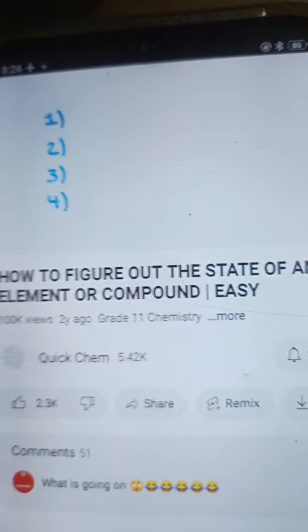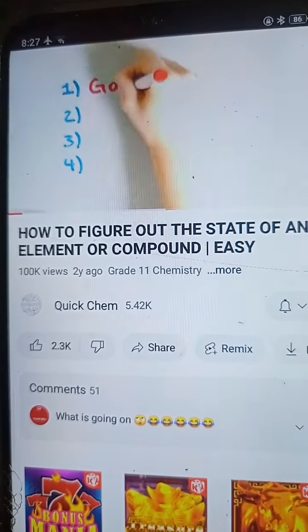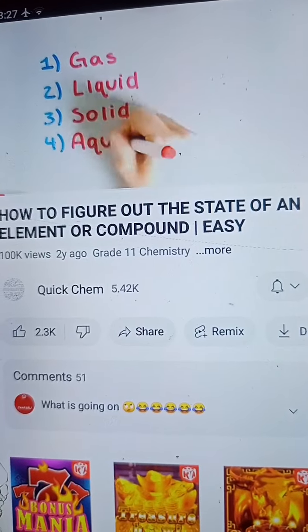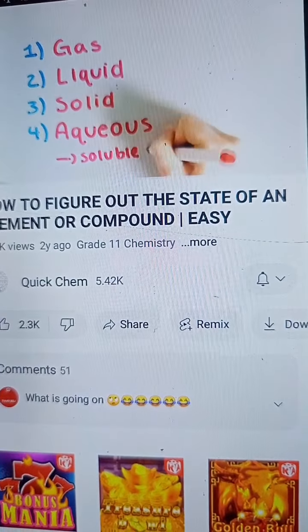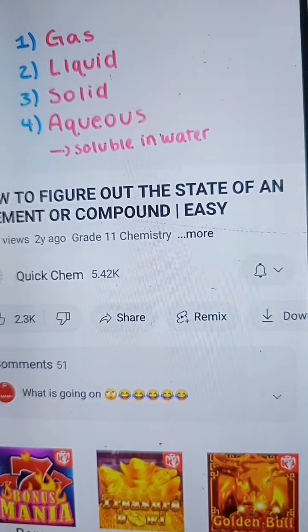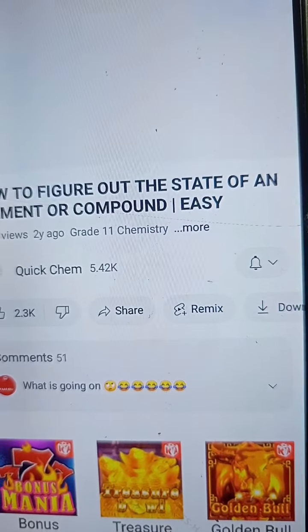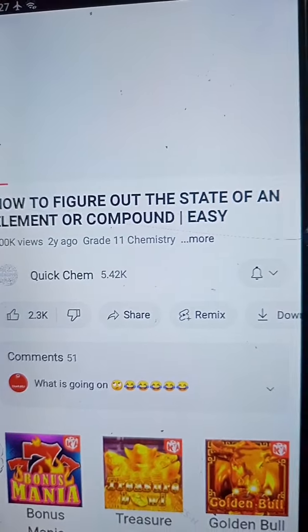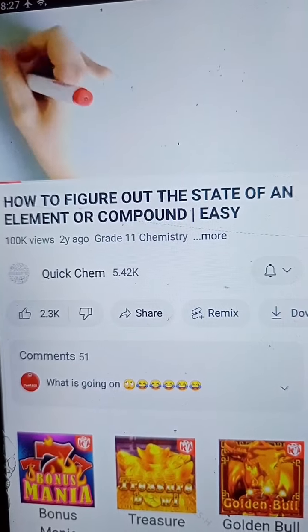We need to know the states of elements and compounds because we need to identify their states in reactions. There are four main states: gas, liquid, solid, and aqueous. Aqueous means it's soluble in water and it only applies to compounds. All of these states will be written as subscripts next to their respective elements or compounds.